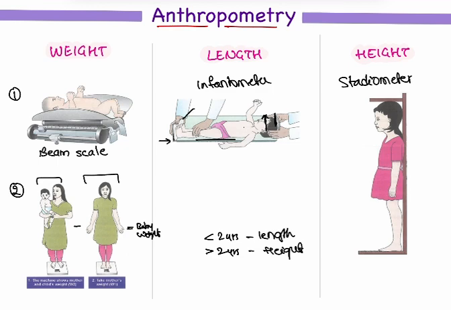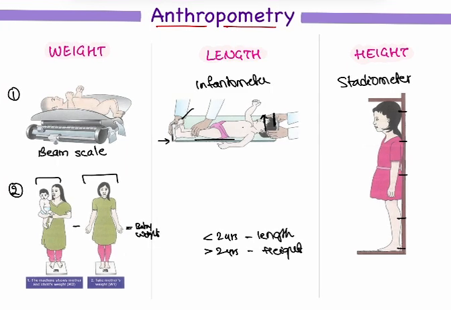For stadiometer, the child should stand upright. Heels, calves, buttocks, back, and head should touch the stadiometer, and the child should see along the Frankfurt line, that is the line joining the external auditory meatus and lower border of the orbit. The headboard should move down and the height is measured.